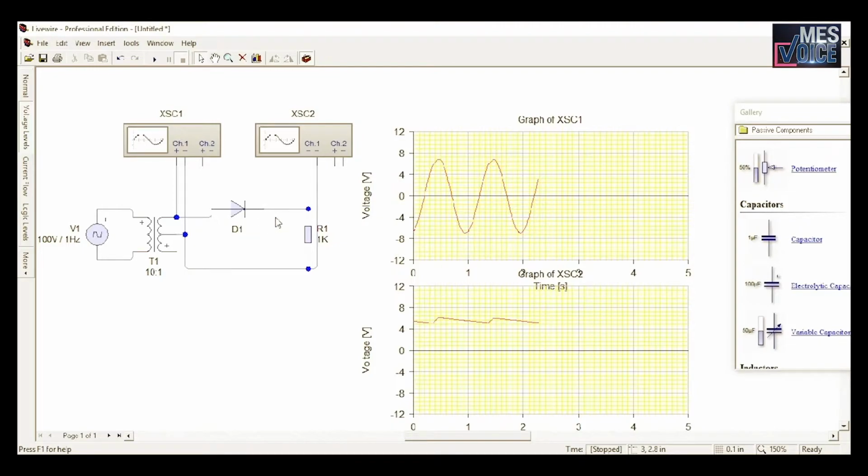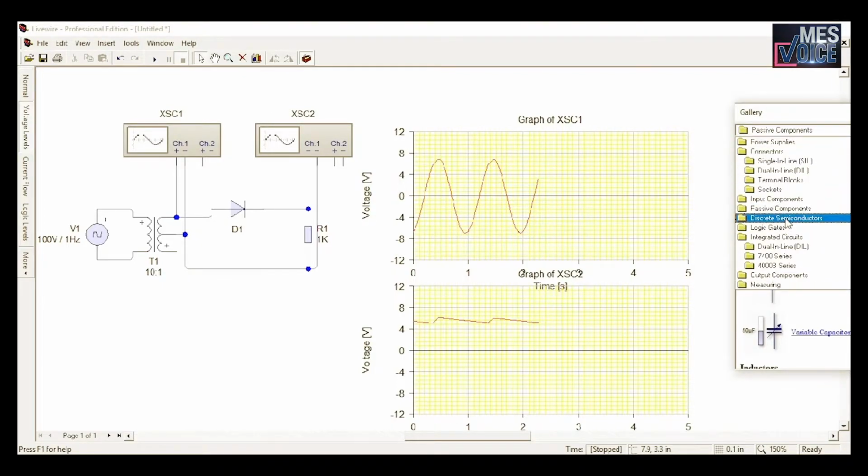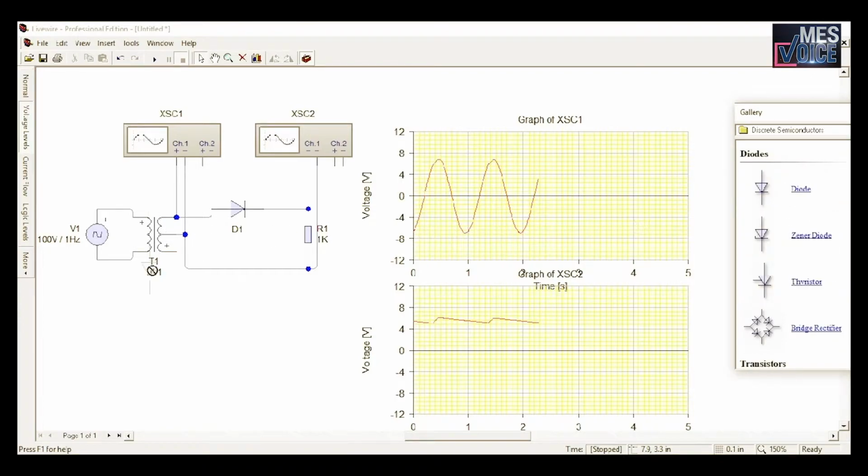This circuit diagram consists of a single diode and it is a half wave rectifier. Now we are going to add one more diode to make this circuit a full wave rectifier. Let's see how it will be connected. Another diode is placed.